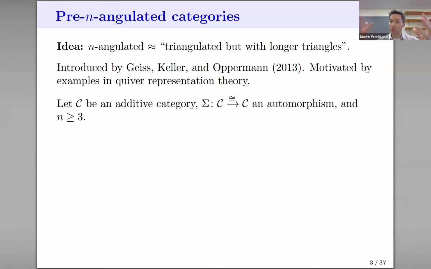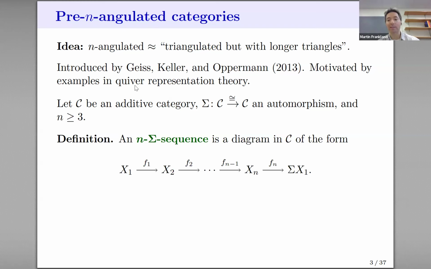The basic setup is the same. You start with an additive category equipped with an automorphism. I'm a topologist, so I use suspension notation, sigma, but if you're an algebraist and you prefer brackets 1, that's fine. And n will be the length of the n-angles. It's just some integer that's at least 3. An n-sigma sequence is just a diagram of that shape in the category C. The case n equals 3 should be familiar because that's the shape of the distinguished triangles in a triangulated category. So we just allow them to be longer.